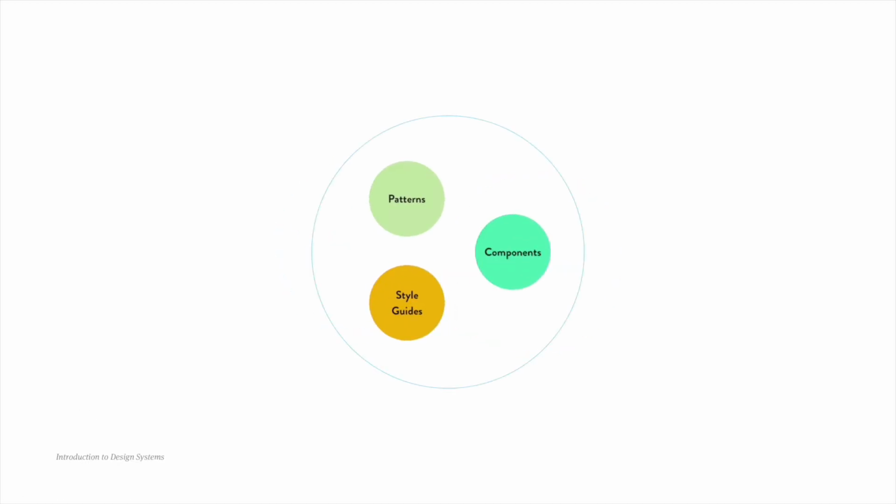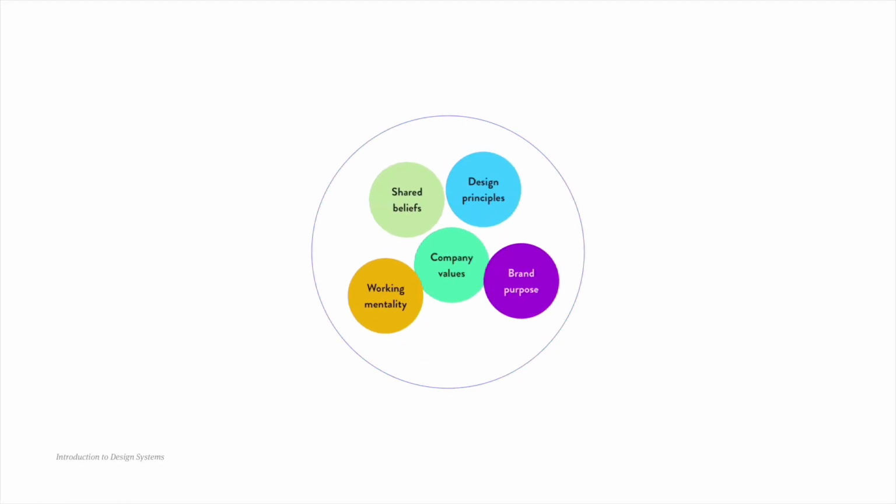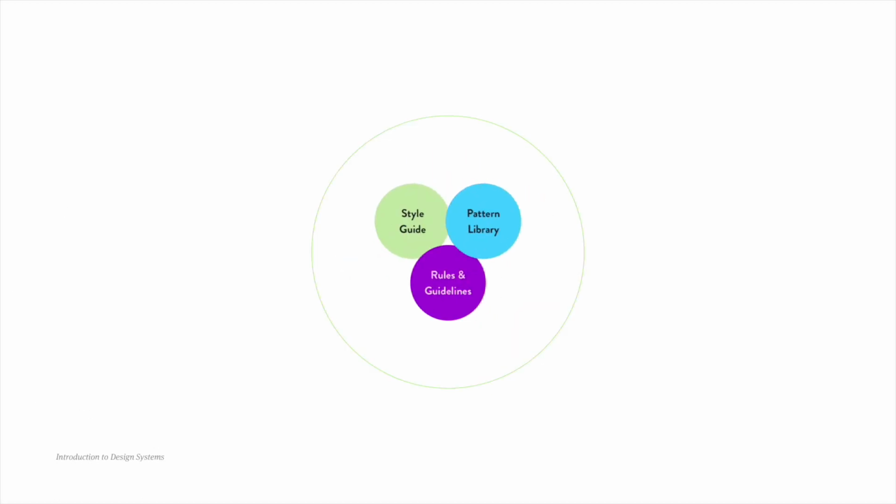The tangible parts are patterns, components, style guides, and so on. These are the actual elements you can use and reference, and they represent the largest percentage of a design system. The non-tangible or abstract parts are represented by shared beliefs, company values, working mentality, brand purpose, design principles, and so on.